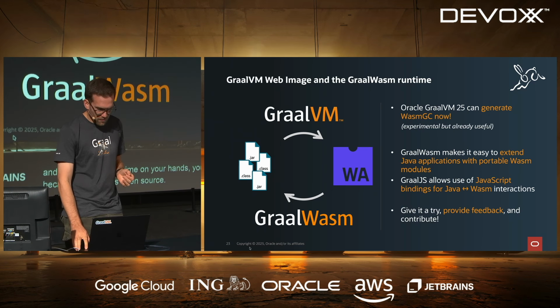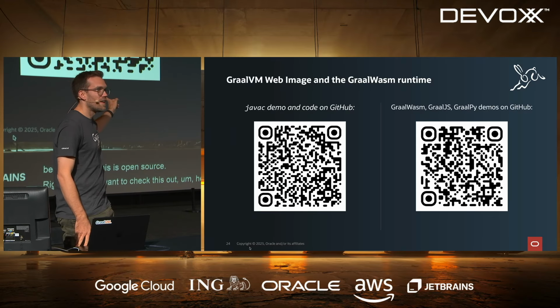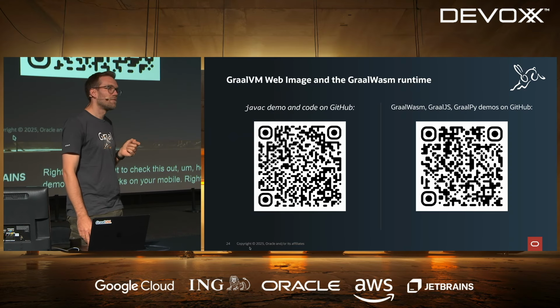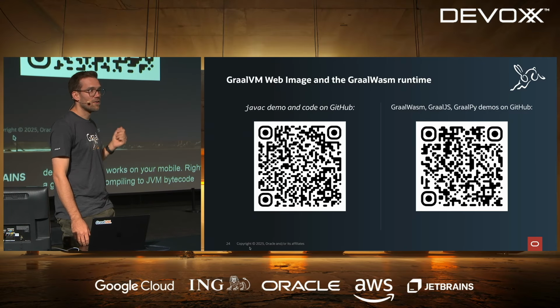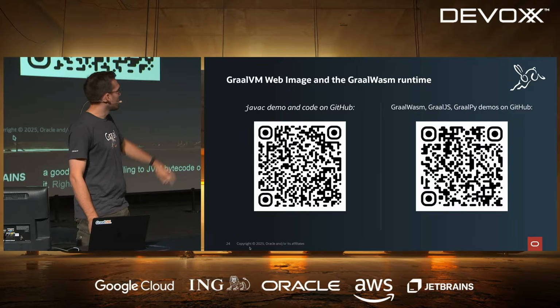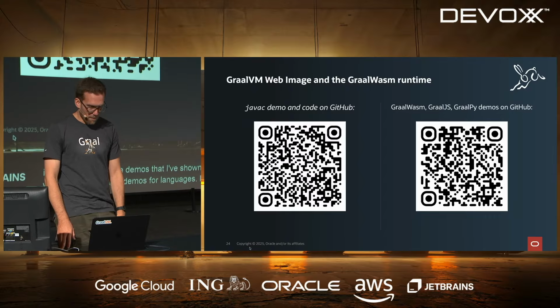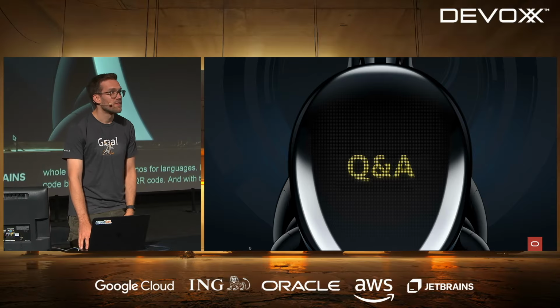Right. So if you want to check this out, here are two QR codes. The Java C demo on the left works on your mobile. I'm not sure whether there's a good point in compiling to JVM bytecode on your mobile, but you can run it, right? And the demos that I've shown you for GraalWasm and a whole bunch of other demos for languages are behind the second QR code. And with that, I'm happy to take any questions. Thanks.